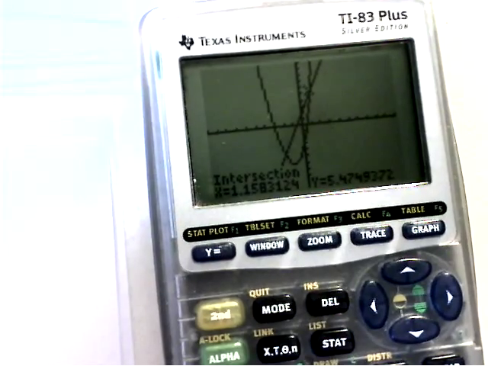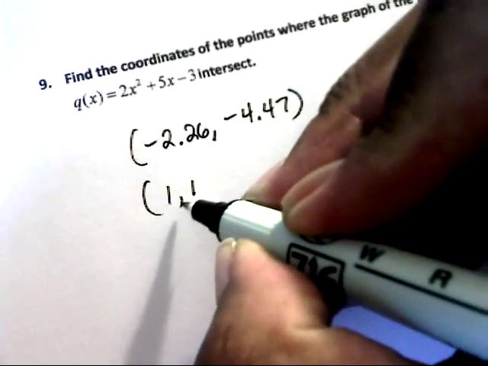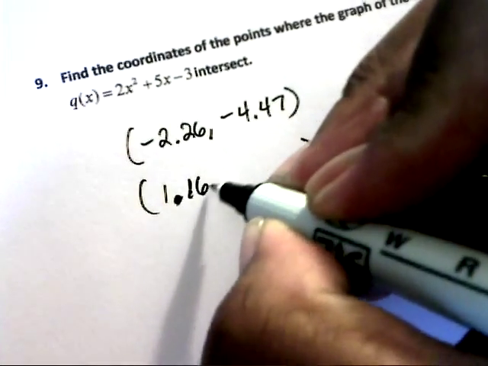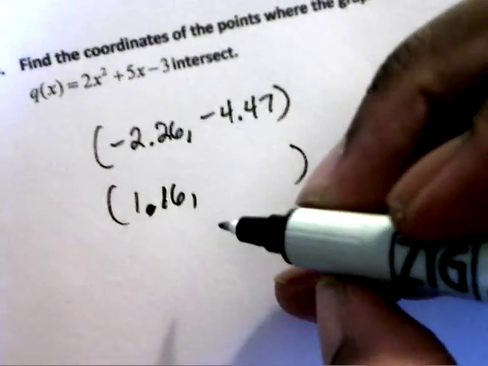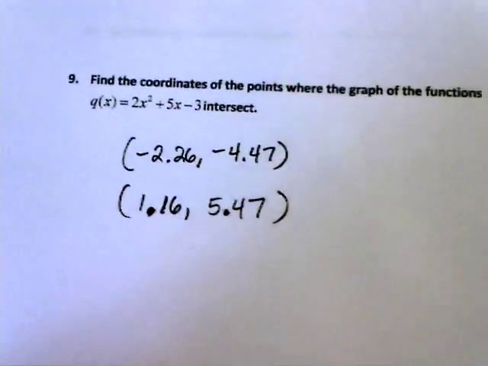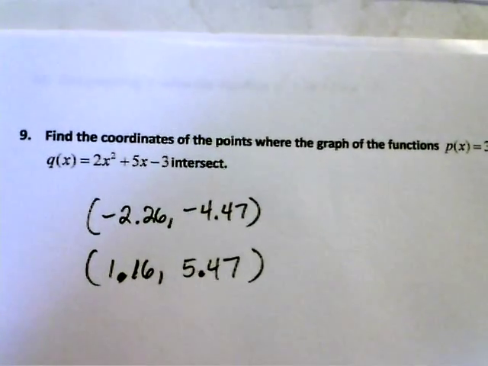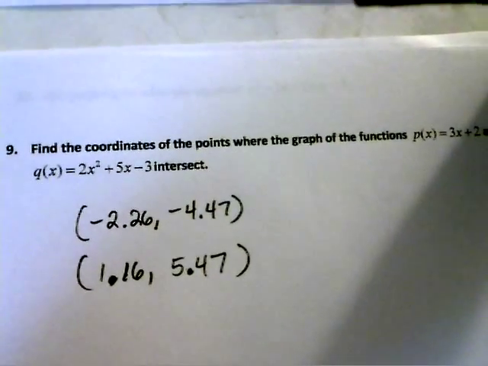That's your other point of intersection: 1.16 and 5.47. You have to write down your x and your y coordinate. 1.16 and 5.47. So those are my two points of intersection of those two graphs.